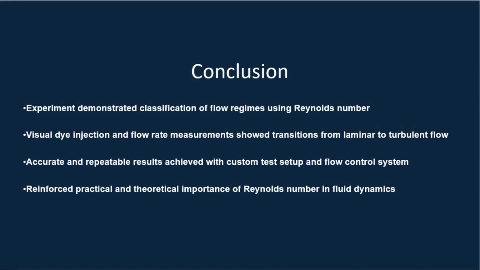In conclusion, this experiment successfully demonstrated how the Reynolds number can be used to classify different flow regimes within a pipe. By combining the visual dye injection with quantitative flow measurement readings, we were able to clearly observe the transitions and calculate the Reynolds number that matched these theoretical expectations. The experiment reinforced the practical and theoretical importance of Reynolds number in fluid dynamics and engineering design, and we were able to gain a greater understanding of Reynolds number through this hands-on approach.